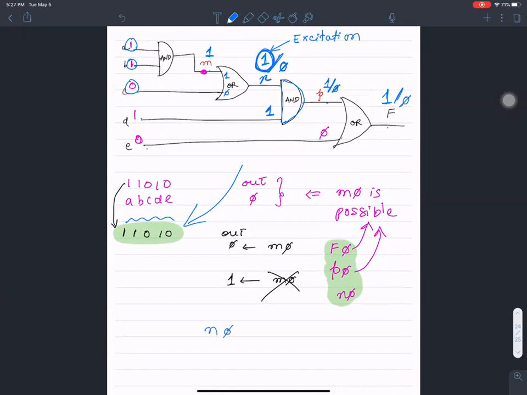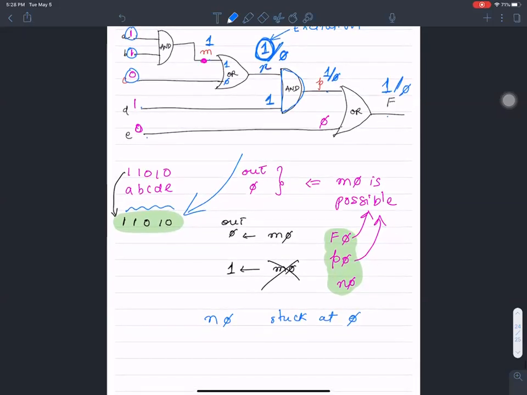Let's say n is stuck at 0. Okay, when n is stuck at 0, by applying a value of d equals 1, this guy is going to be 0, p is going to be 0, and E is going to be 0 as well. So 0 and 0 will give you an output of 0. So if n is stuck at 0, an input of 1, 1, 0, 1, 0 produces an output of 0.